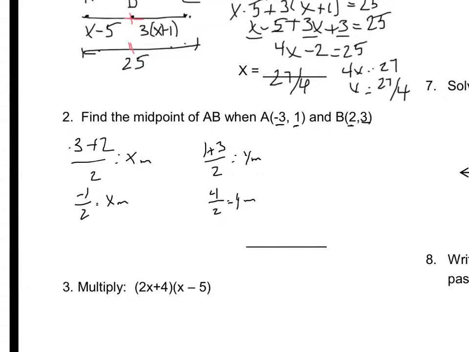So my final answer is going to be a coordinate. Negative 1/2 cannot be simplified, and 4 divided by 2 can simplify to 2. So negative 1/2, comma 2.